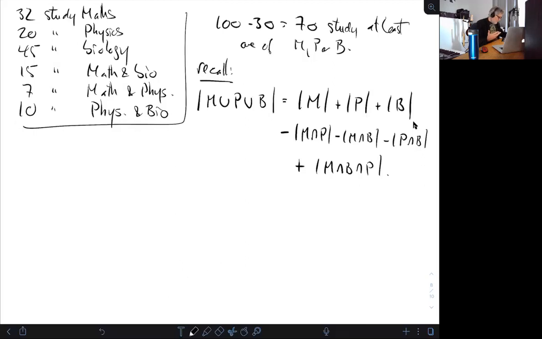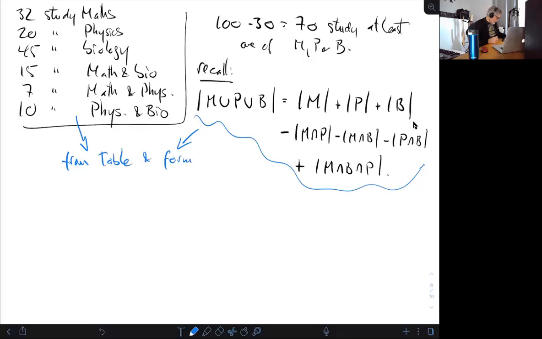So from the table and formula, what do we get? We get this. The total number of students studying math or physics or bio, we've counted that. So 100 minus 30, that's 70.